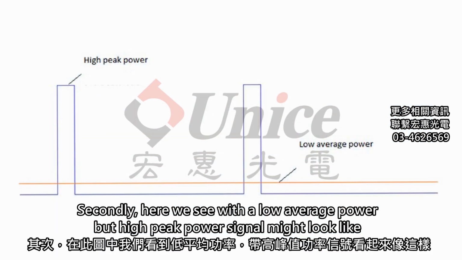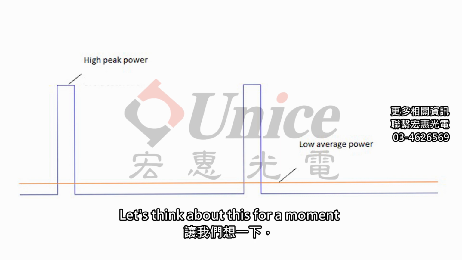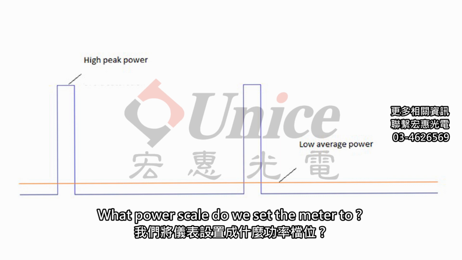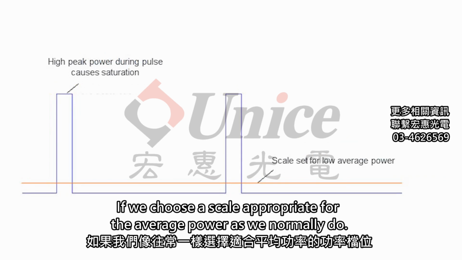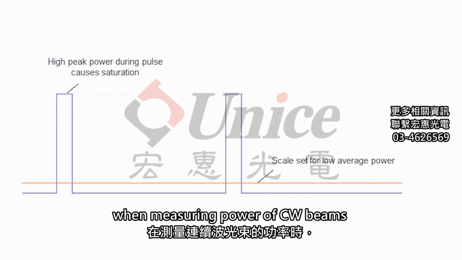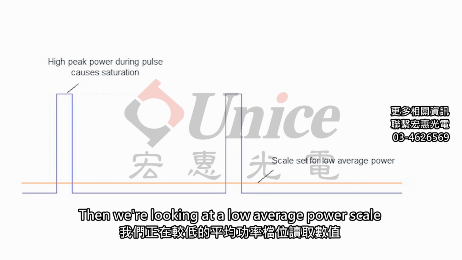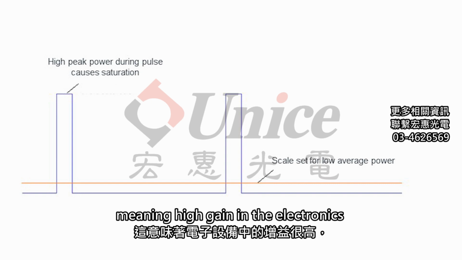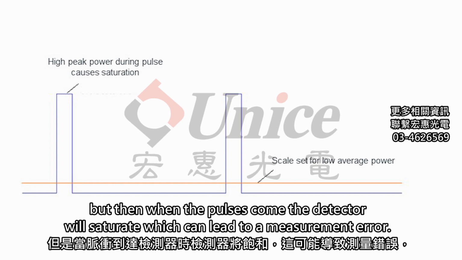Secondly, here we see what a low average power but high peak power signal might look like. Let's think about this for a moment. What power scale do we set the meter to? If we choose a scale appropriate for the average power, as we normally do when measuring power of CW beams, then we're looking at a low average power scale, meaning high gain in the electronics. But then, when the pulses come, the detector will saturate, which can lead to a measurement error.